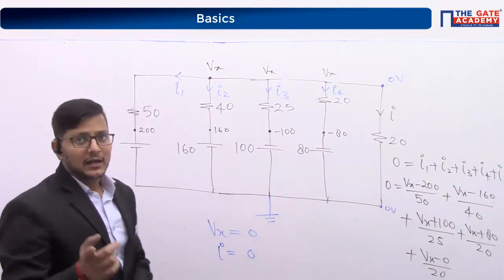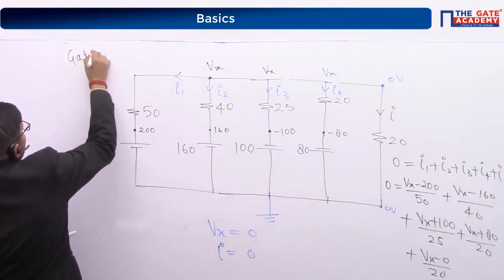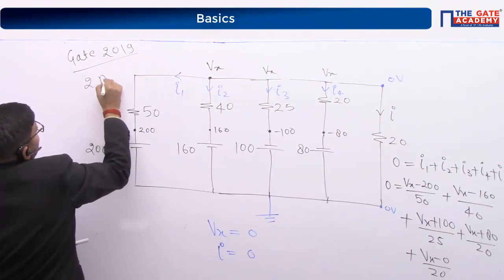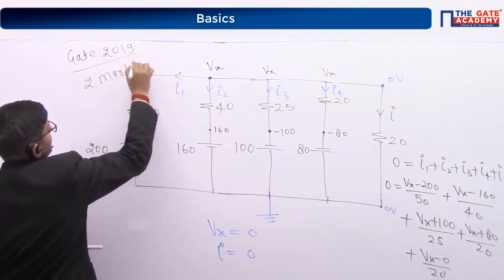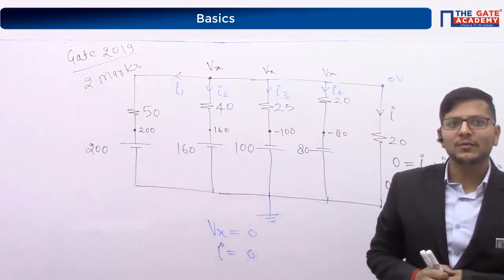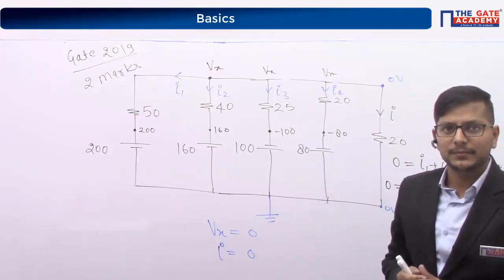Okay, right. Let me tell you, this is the GATE 2019 2 marks problem. It's a very easy problem, but they just want to check your basic concept of the KCL.